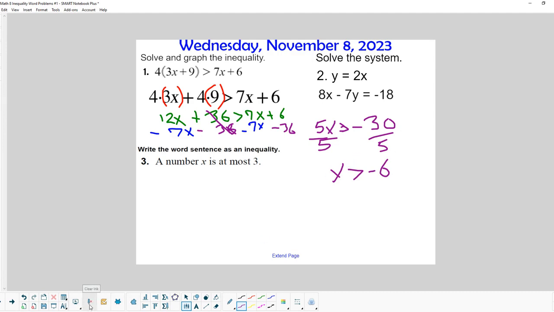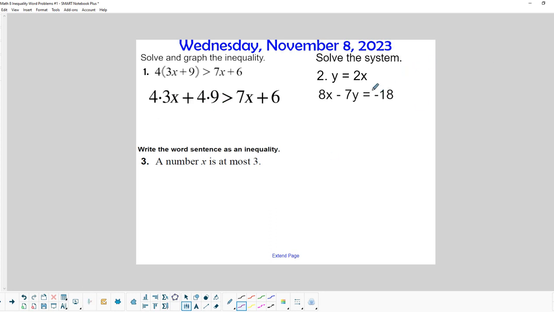Let's clear that ink out so we have room to do our next one. Let's skip to number 3. A number x is at most 3, and at most means less than or equal to 3. In this system, one equation is already solved for a variable: y equals 2x. We substitute 2x in for that y. We get 8x minus 7 times 2x equals negative 18.